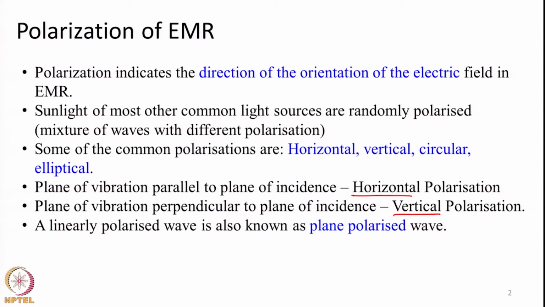And these two kinds of polarization, in which the electric field vibrates in only one particular plane, we call plane polarized waves. Some of the common polarizations we use are horizontal, vertical, circular, elliptical and so on. So, this is the basic orientation of the electric field which defines the polarization with which electromagnetic radiation is coming in.